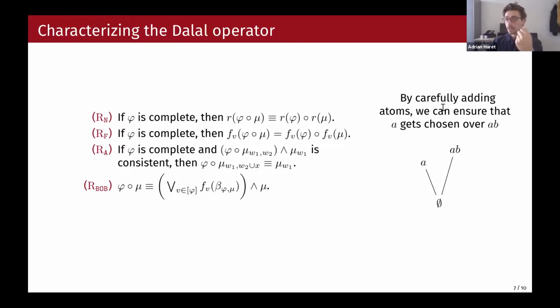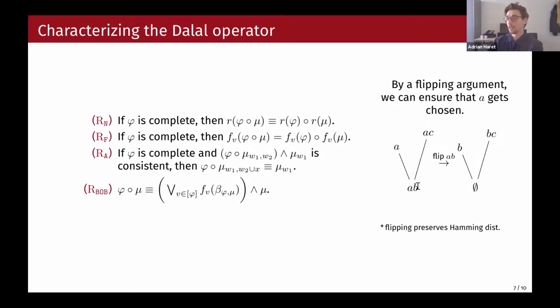Then by this addition axiom, you can also ensure that A gets chosen over AB here, right? Intuitively, if AB was chosen over A, then you could add new atoms to A until you have it be the same cardinality as AB, and then you apply a renaming argument to show that this modified version of A would have to be chosen. So again, a contradiction.